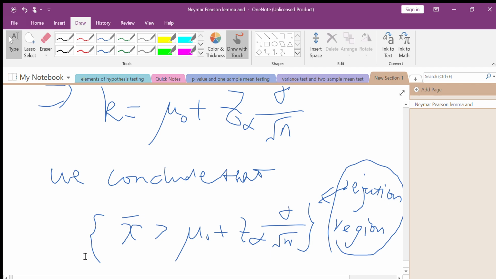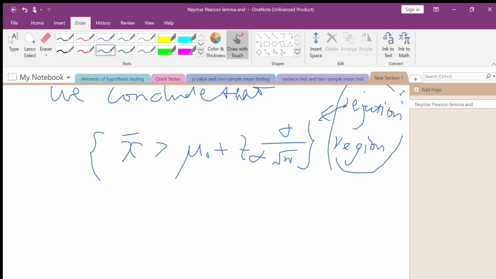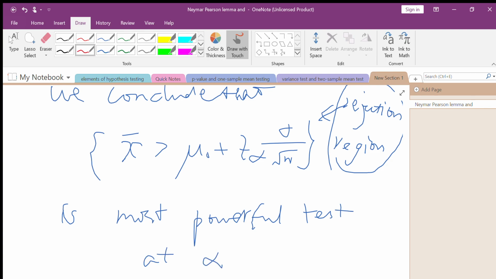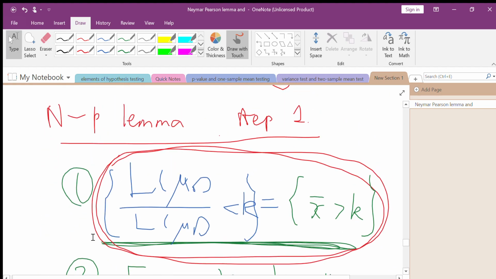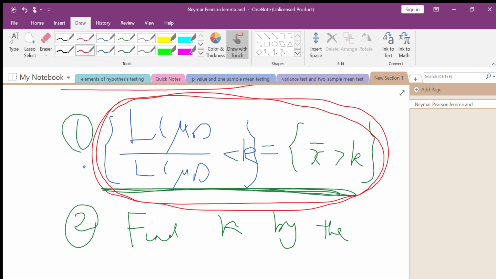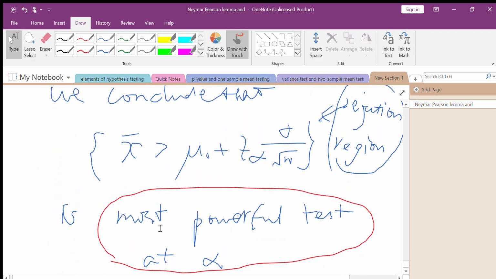So we can conclude that this test is the most powerful test at alpha, because this is the main conclusion of Neyman-Pearson lemma by two steps, step 1, step 2. Neyman-Pearson lemma guarantees that it is most powerful at alpha.